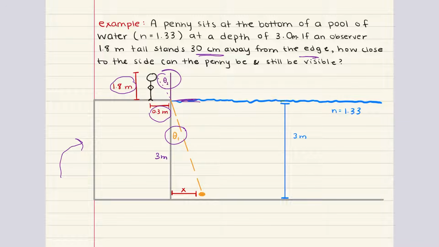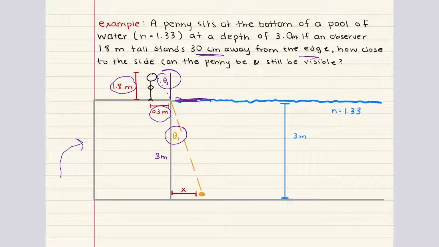The light is coming from the penny at the bottom of the pool, and it travels upwards until it hits the water-air interface. Now, when light moves from one medium to another, especially from a denser to a less dense medium, it changes direction. This change in direction is called refraction.